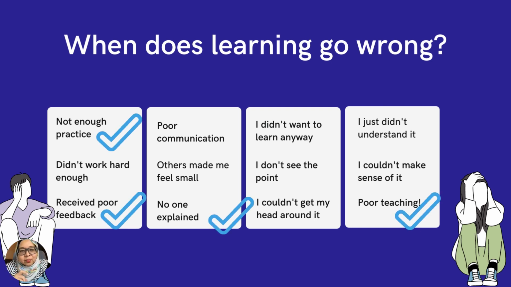The points that I've marked with a tick, if you can notice: not enough practice, poor feedback, no one explained, and poor teaching. These four things are actually in our hands. These are factors that we can do something about, because as instructors, we should be aware that these are the things that we can control. Yeah, these are the things that we can provide in the class.